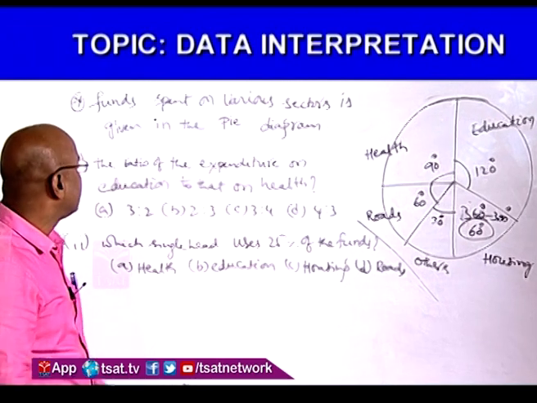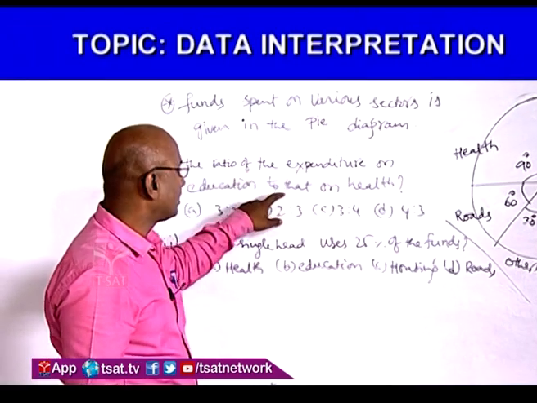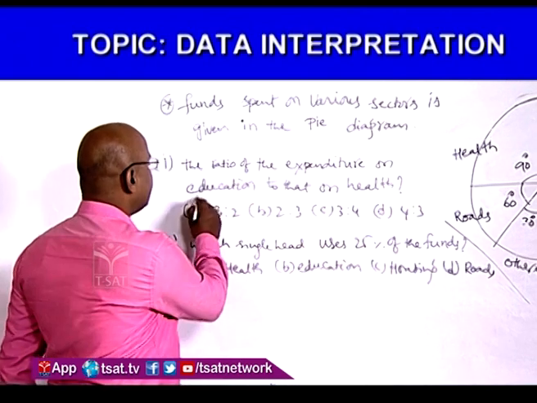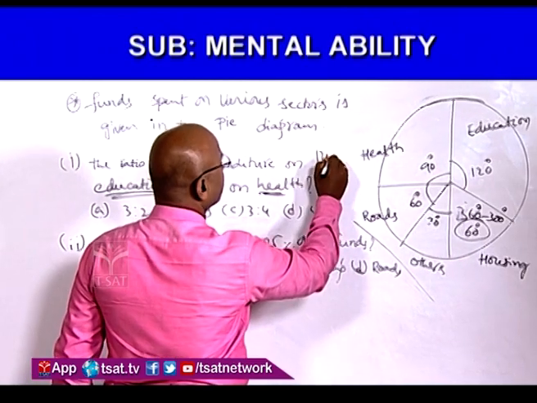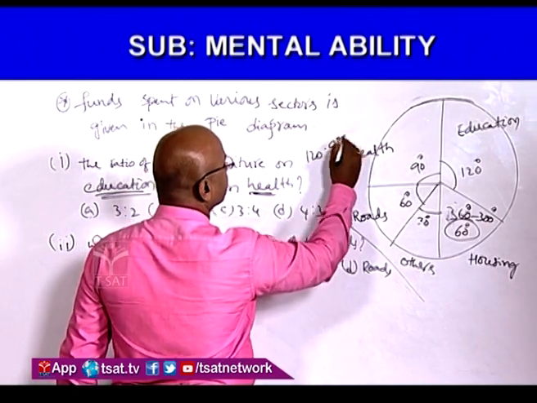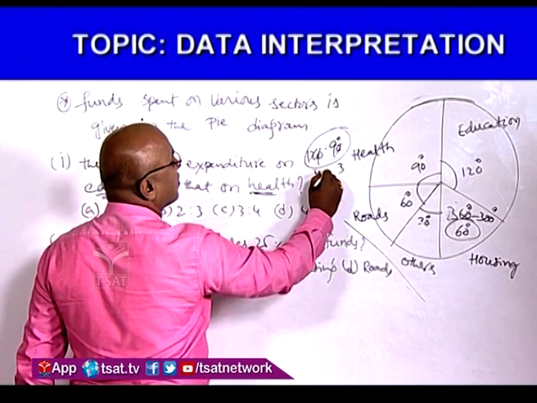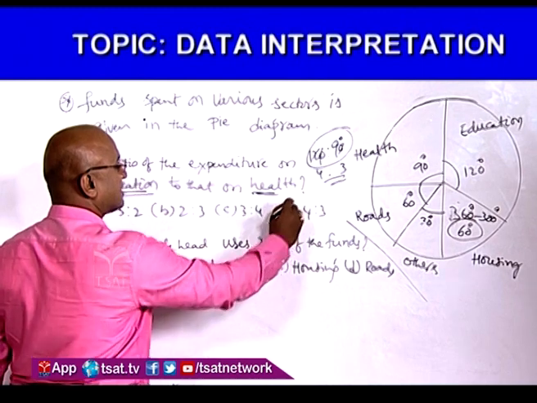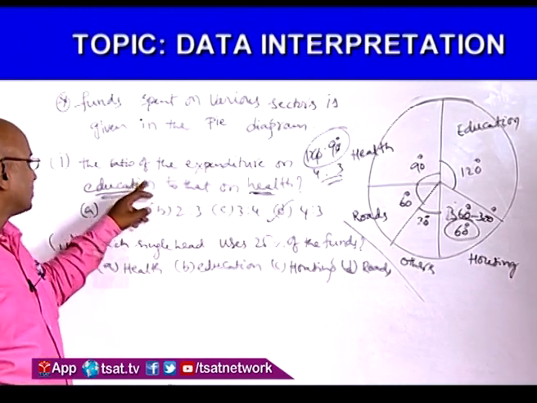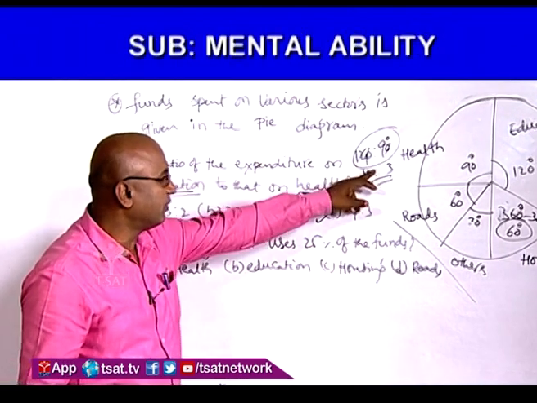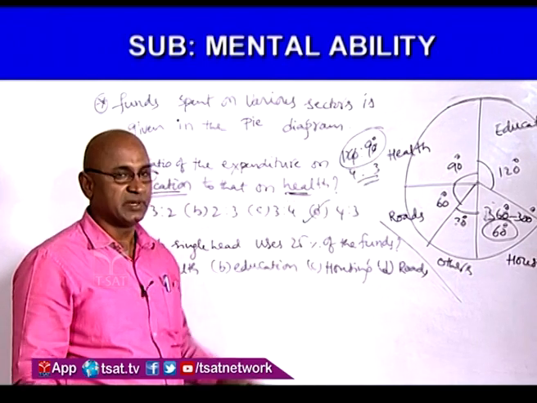Now, the first question is like this. The ratio of the expenditure on education to that on health. So, education is to health. Education is 120 degrees, health is 90 degrees. Dividing by 30, 3 threes are 9 and 3 fours are 12. So, 4:3 is the answer. The ratio of expenditure on education to health is 120 to 90, which is equal to 4:3.